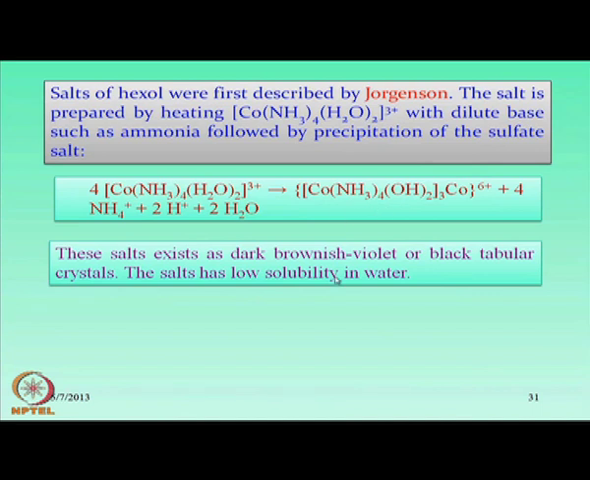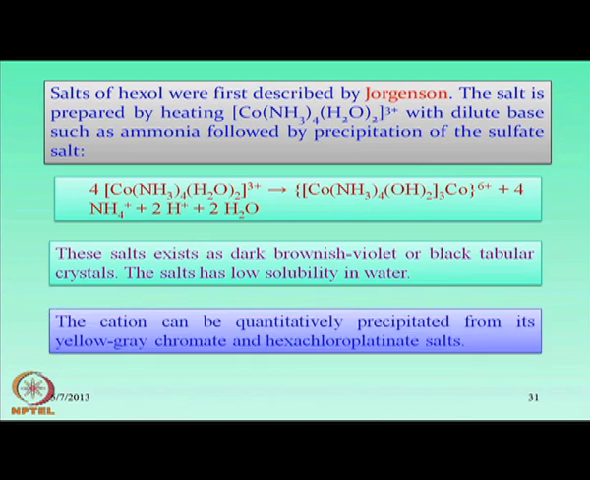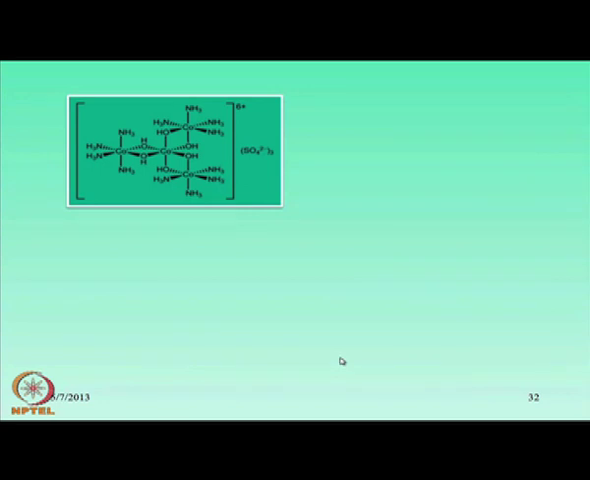The tetranucleation that is forming here is due to the corresponding condensation reaction, and it can be isolated as yellow-gray chromate or hexachloroplatinate salts. So this is the compound that is forming, like the tris chelate; now it is a purely inorganic compound, no organic ligand is present, and this mononuclear species, that means the tetraamine cobalt part, is behaving as a bidentate ligand from this side and from that side.